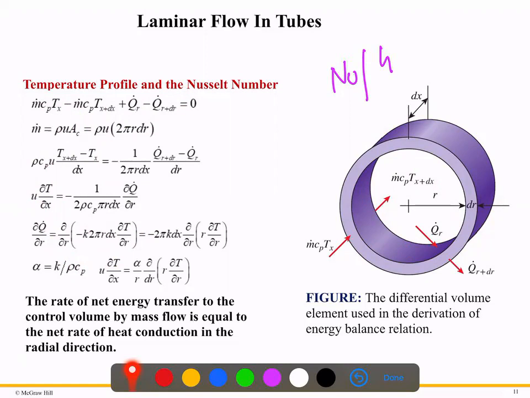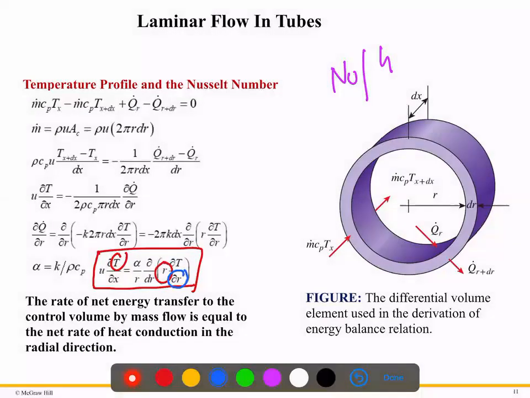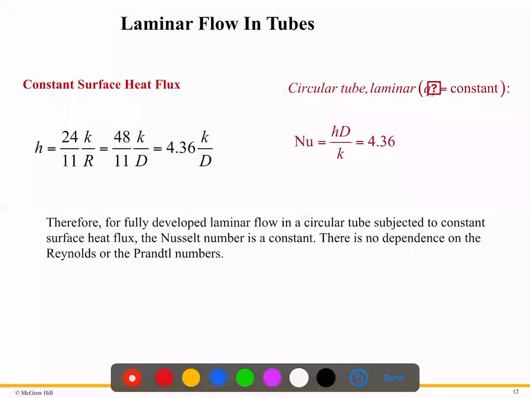So here is the final term. T is temperature. The net rate of energy transferred to this control volume by the mass flow rate is equal to the net rate of heat conduction in the radial direction. Here, r is changing with r, so this is the radial direction. We do not need to know about it, but let's quickly say what is happening here.